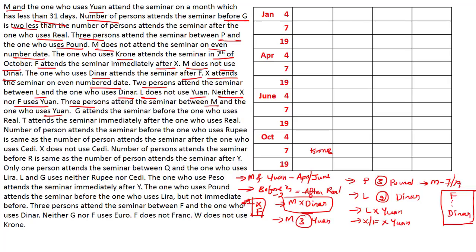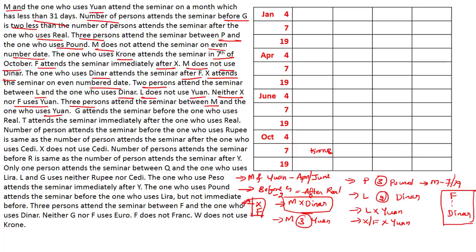See here, friends, we already know that M and yuan, these 2 persons, would be attending the seminar in the month of April or June. And we know that M is going to attend the seminar either on 7th or 19th of any month. Based on the first information I told you, M and the one who uses yuan are going to attend the seminar in a month which has less than 31 days. So it can be April or June, but it is not mentioned whether it is the same month or a different month. That is why I have kept it on hold.